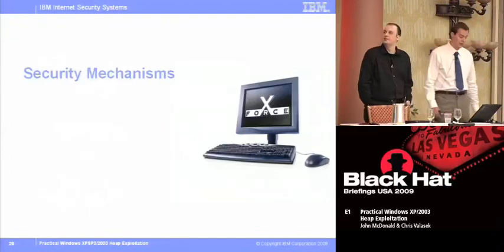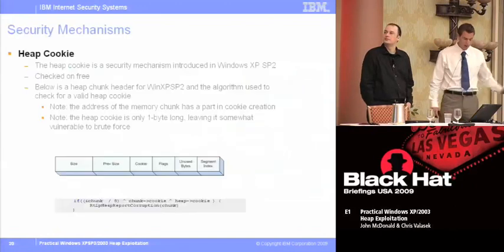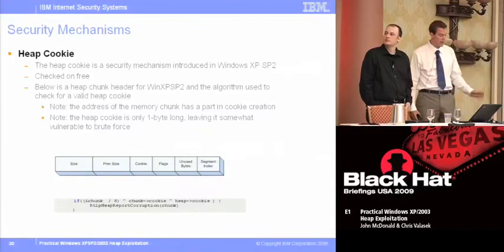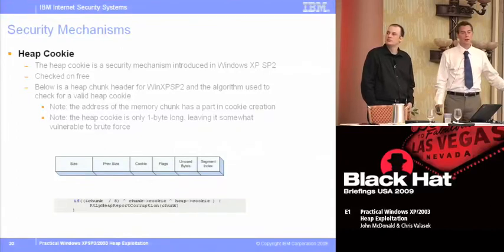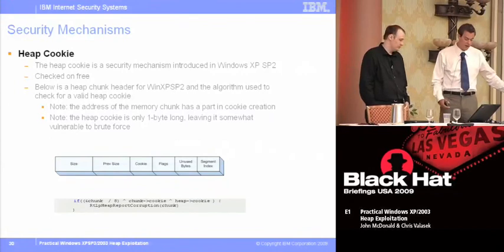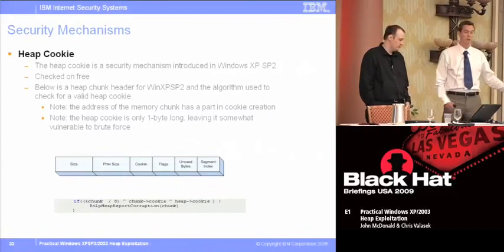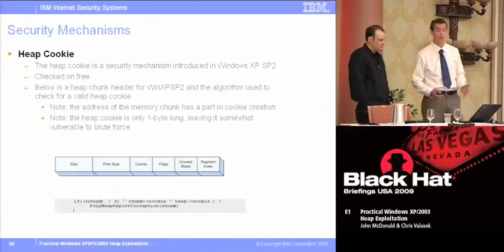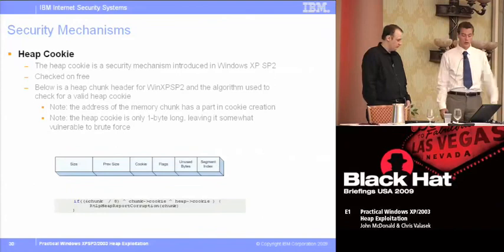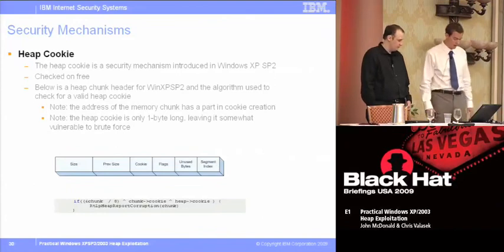Okay, now we're going to talk a little bit about security mechanisms. The first one we'll talk about is the heap cookie. This was introduced in Windows XP Service Pack 2, and it's a 1 byte value in the heap chunk header, and it's placed right after the previous size. And when a chunk is freed, the heap manager will actually check to see if this cookie is a valid value. And the theory behind it is you have to overwrite that cookie to get to the forward link and back link of an item on a free list. So if the cookie's changed, well, then the heap's corrupted, and you can not unlink the chunk.